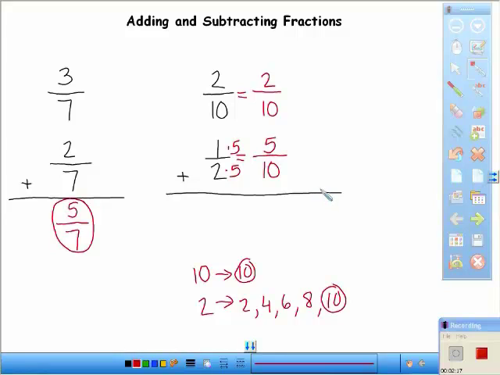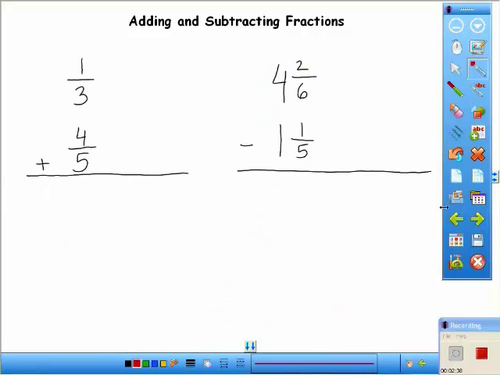So now I ask myself again, are the denominators the same? Yes, they are. So now I can add. I'm going to keep the denominator the same and add the numerators. 2 plus 5 is 7. And 7/10 is in simplest form, so that is our final answer. Let's take a look at another one.